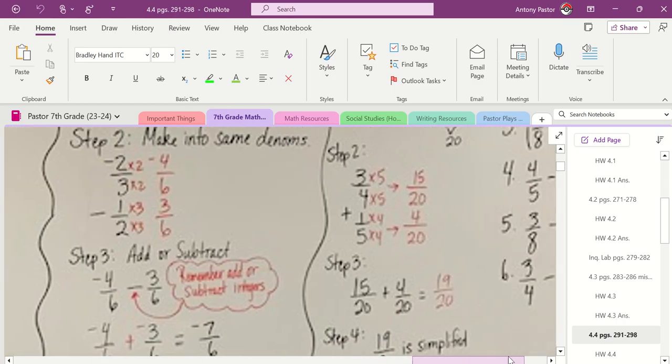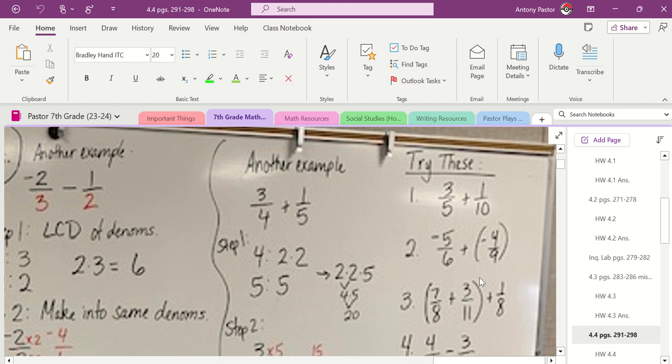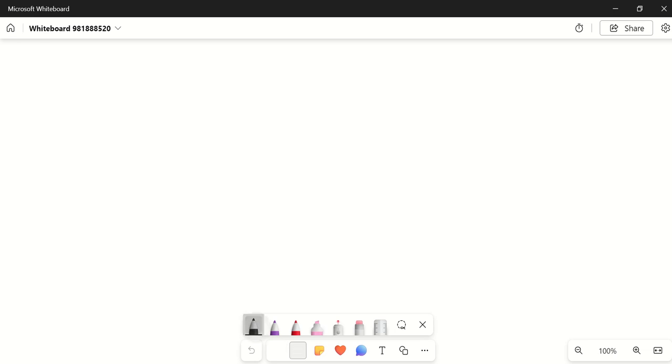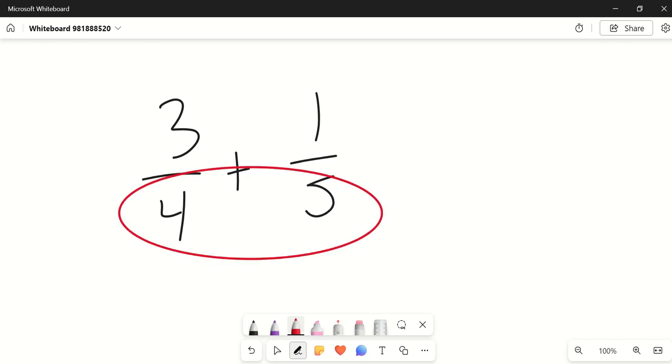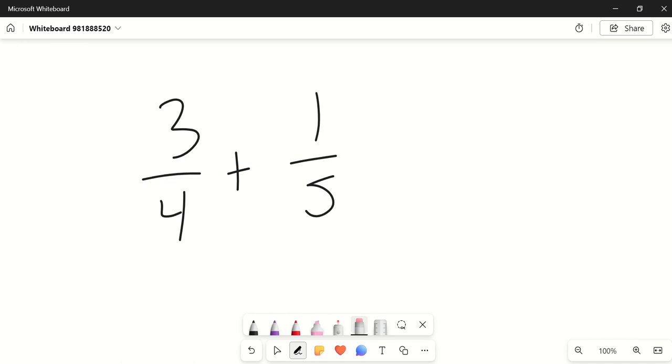And it keeps pulling over to that side. Another example is 3/4 plus 1/5. Now, sometimes it's just easier to multiply the two. If I look at multiples of 4 and 5, we're not going to get a common multiple until we get to 20, which is 4 times 5. So sometimes it's just easier to multiply by the opposite number.